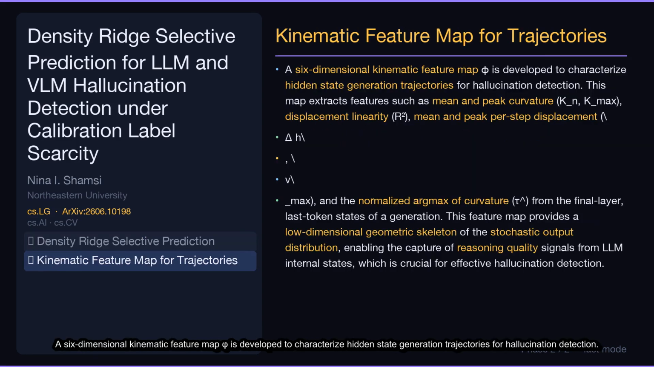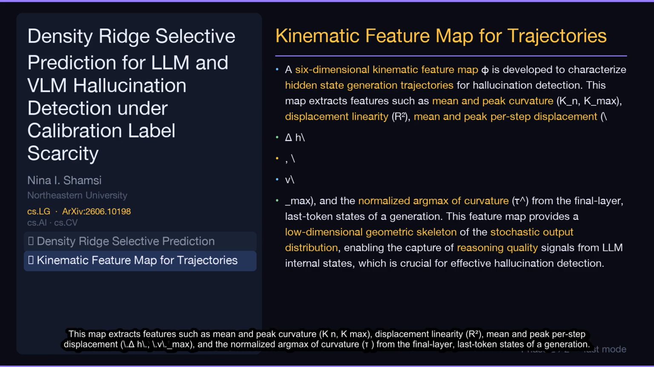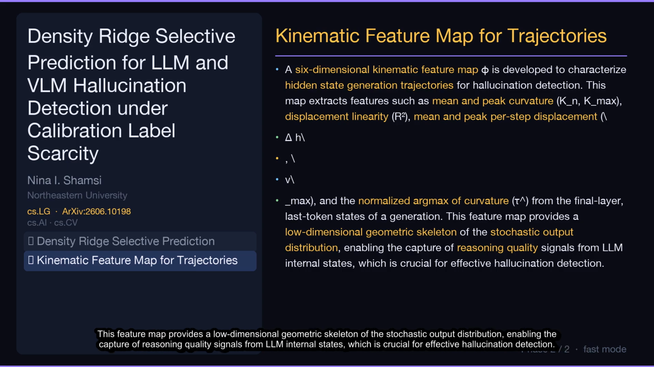Kinematic feature map for trajectories. A 6-dimensional kinematic feature map phi is developed to characterize hidden state generation trajectories for hallucination detection. This map extracts features such as mean and peak curvature, κ_n, κ_max, displacement linearity, r², mean and peak per-step displacement, ‖Δh‖, v_max, and the normalized argmax of curvature, τ, from the final layer, last token states of a generation. This feature map provides a low-dimensional geometric skeleton of the stochastic output distribution, enabling the capture of reasoning quality signals from LLM internal states, which is crucial for effective hallucination detection.